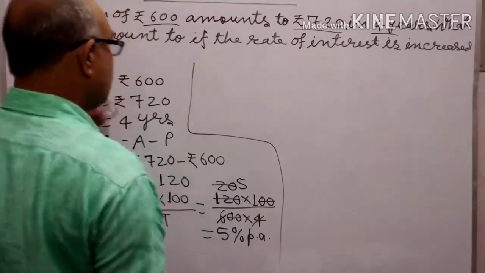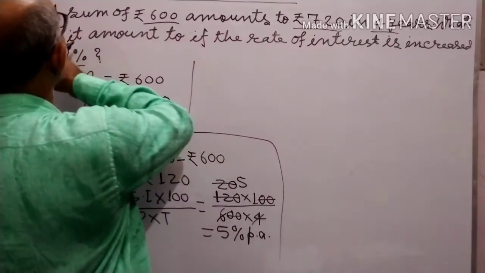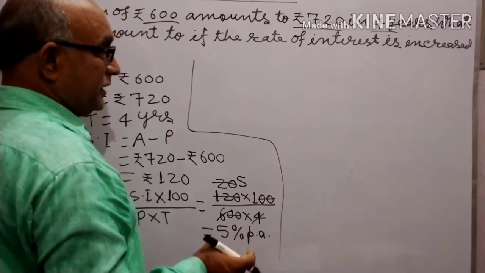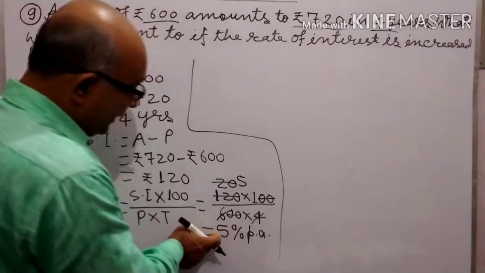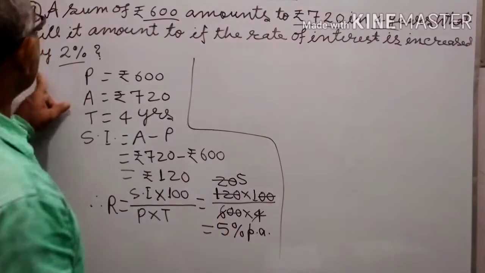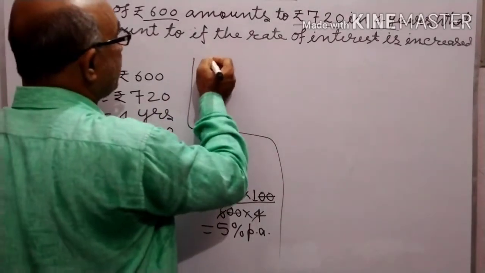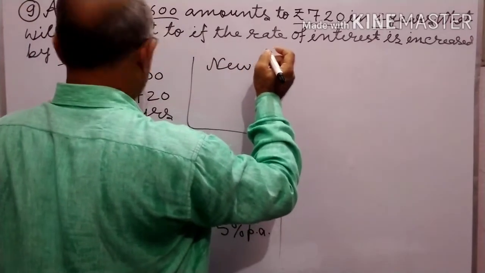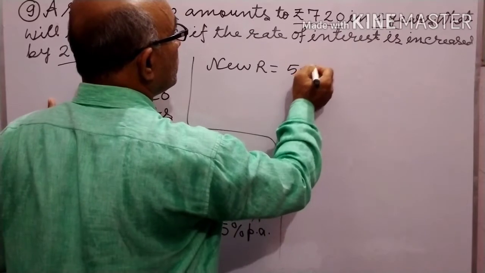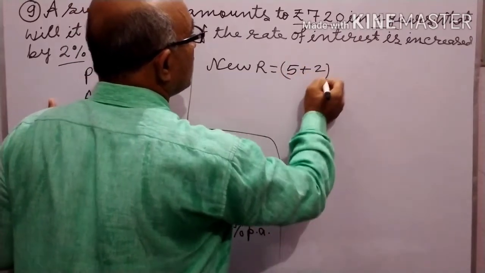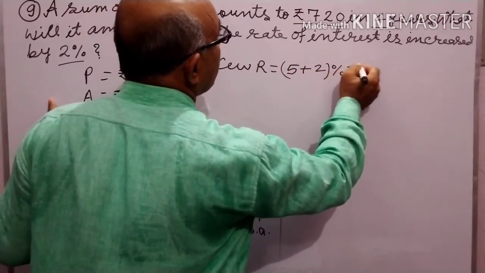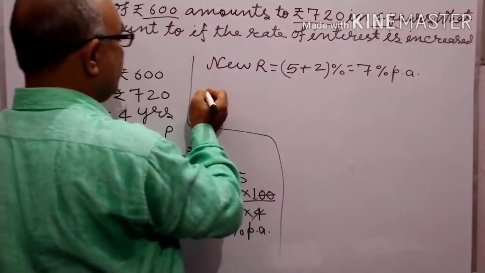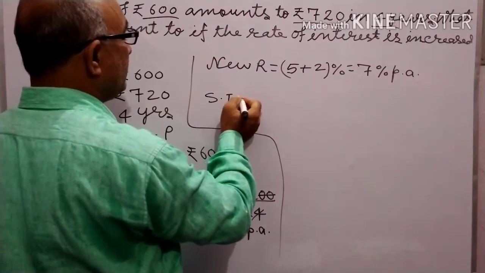Now again find what will it amount to if the rate of interest is increased. Here rate of interest is 5% per annum, increased by 2%. So new rate, new R equal to 5 plus 2 percent equal to 7% per annum.